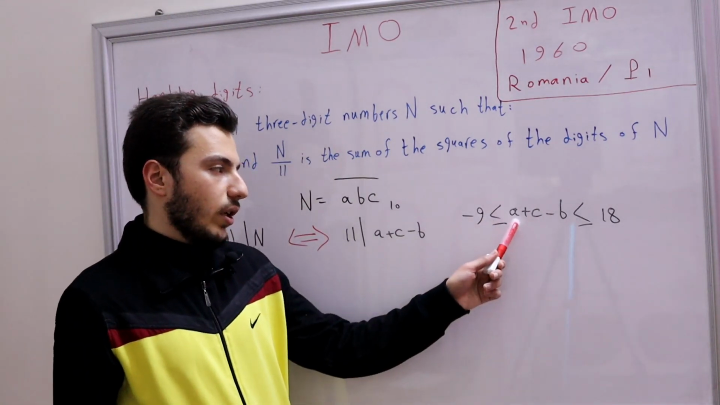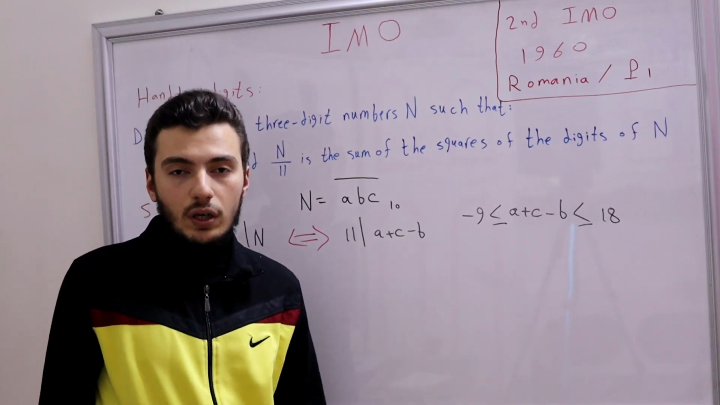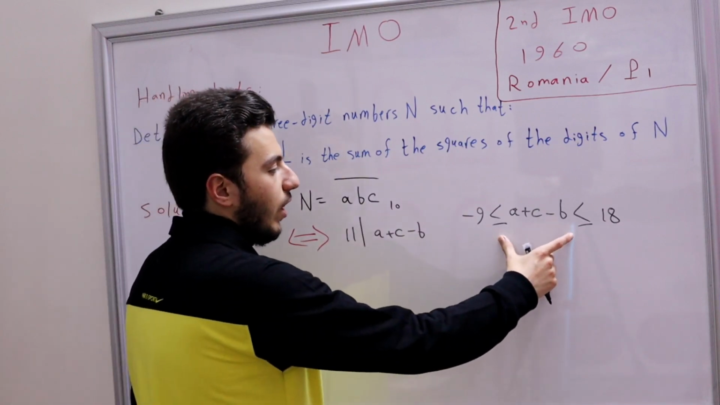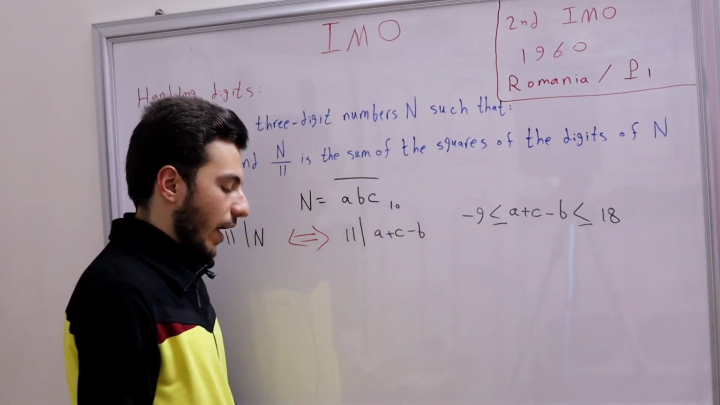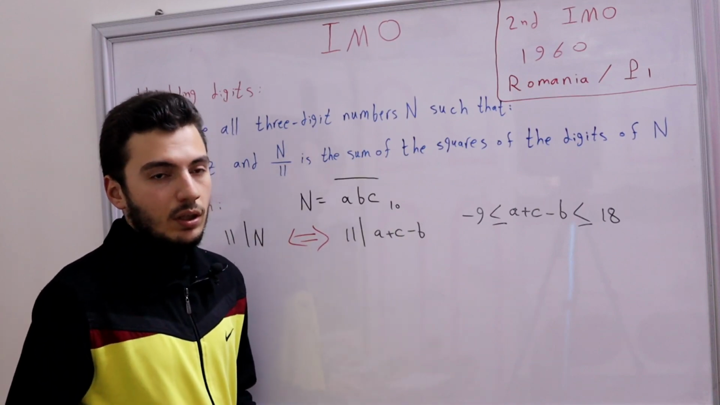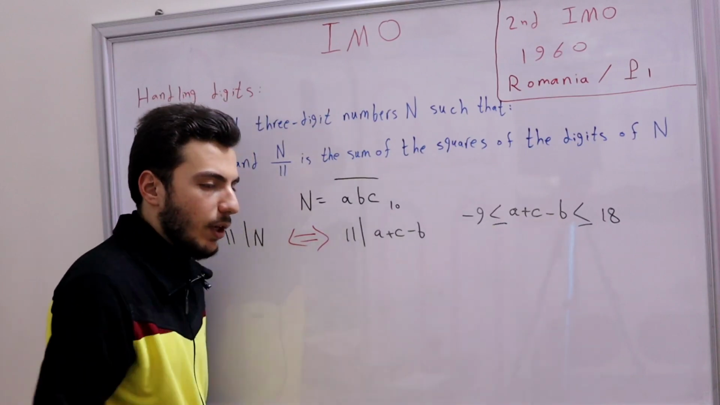And of course, actually here we can even say that -8 because A is greater than or equal to 1. Okay, but this is not so important. So actually, now we have this interesting inequality. And now you can immediately get a very nice result. Because remember, this expression is divisible by 11.